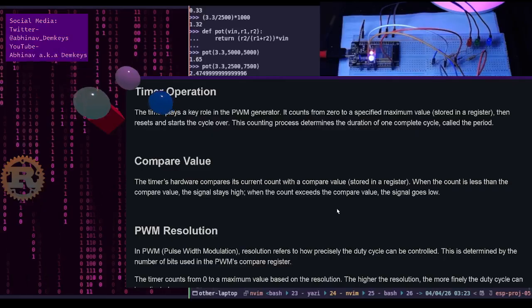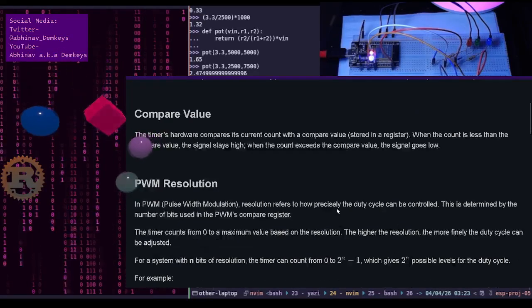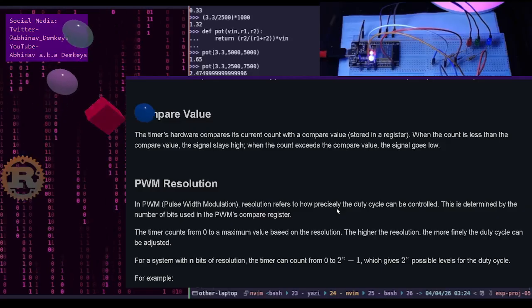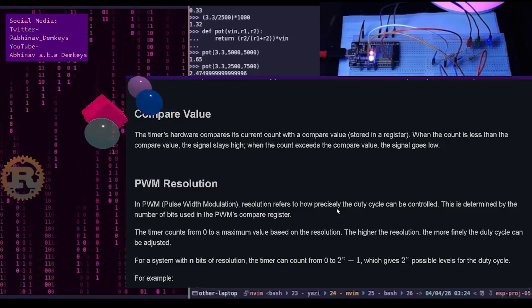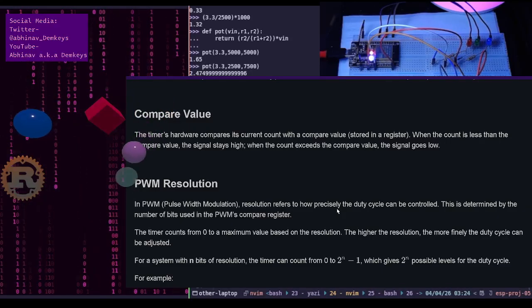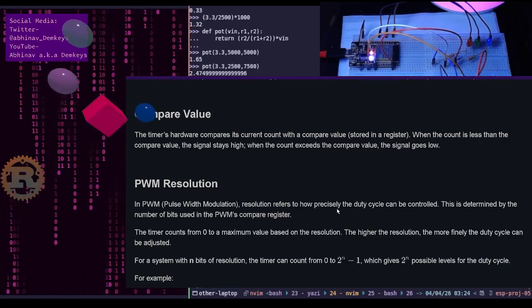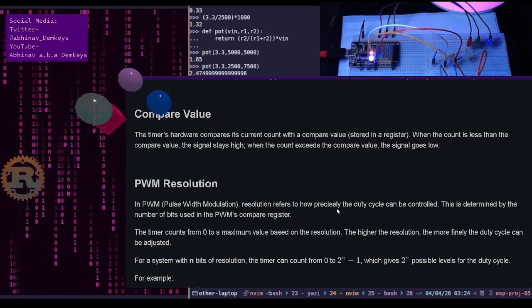The timer's hardware compares its current count with a compare value stored in a register. When the count is less than the compare value, the signal stays high. When the count exceeds the compare value, the signal goes low.